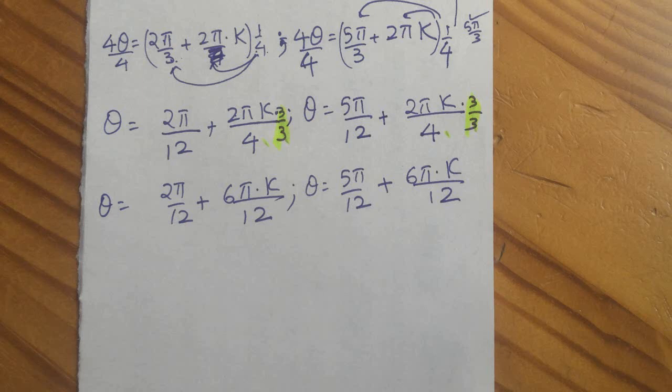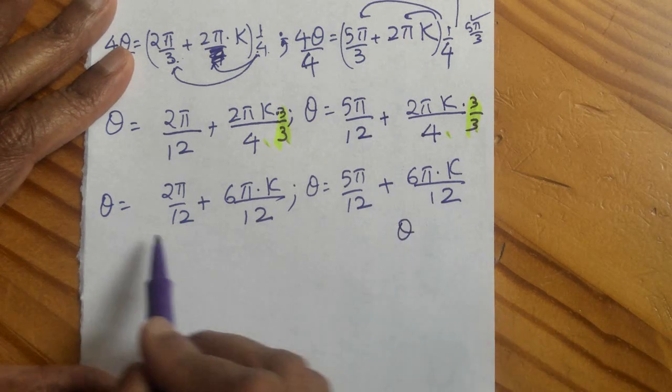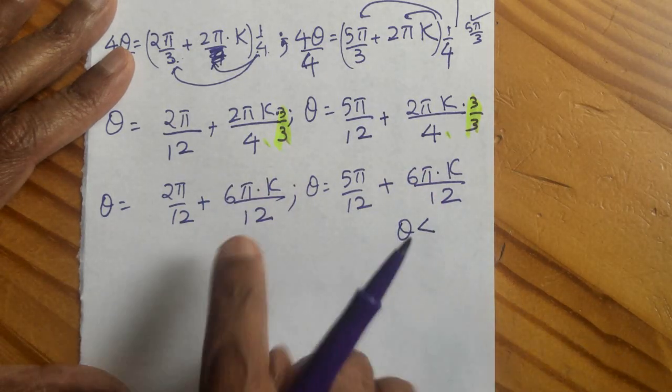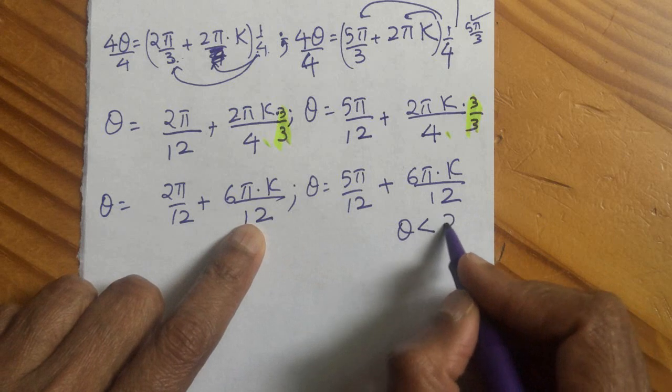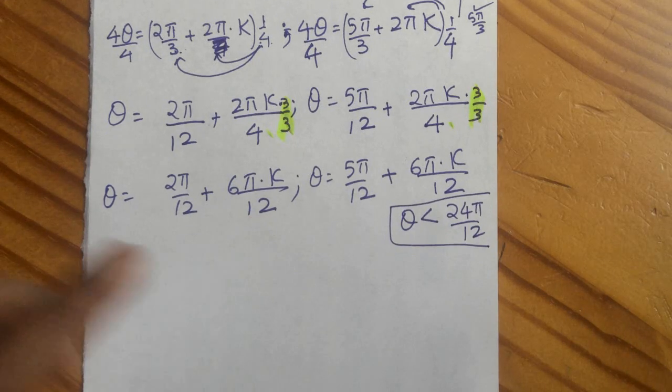Makes it easier for us to figure out at what point should I really stop. So when should I stop? Once I start substituting for k, and now I'm ready to start substituting for k, I need to stop when it's less than 2 pi. If 12 is my denominator, 24 pi over 12, I need to stop here. Right? That's how far I go.